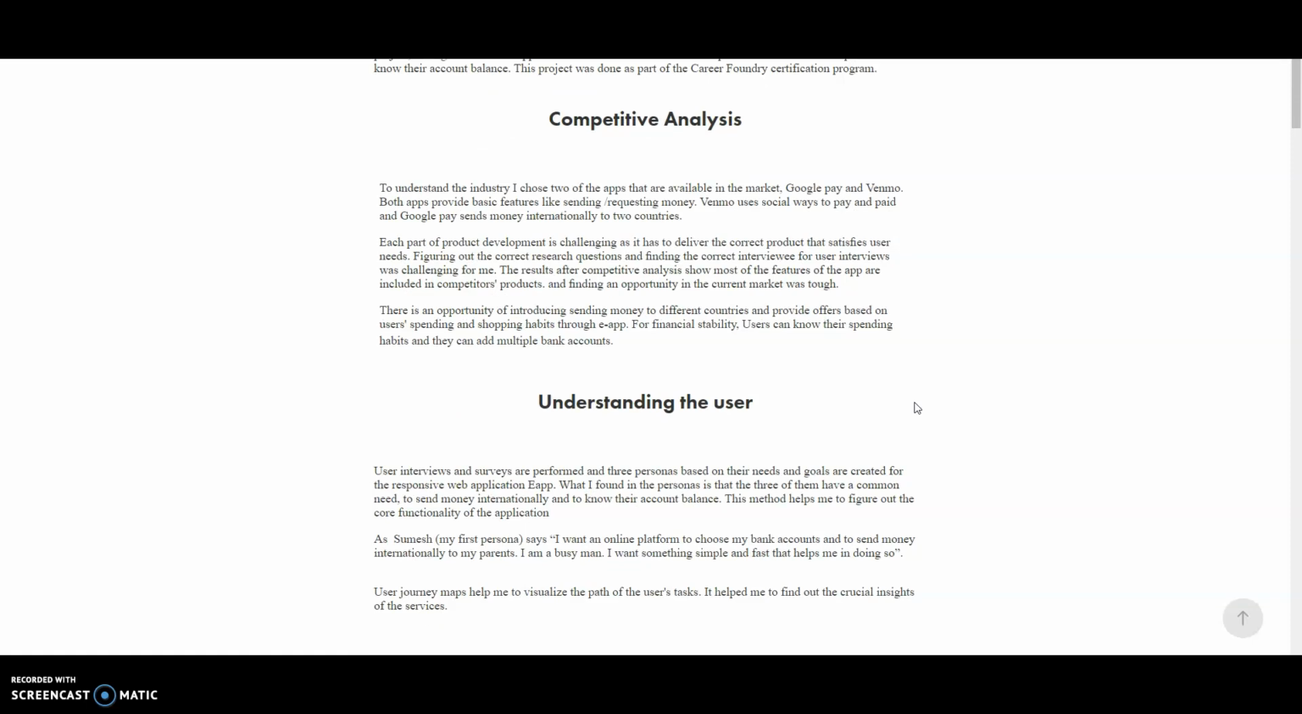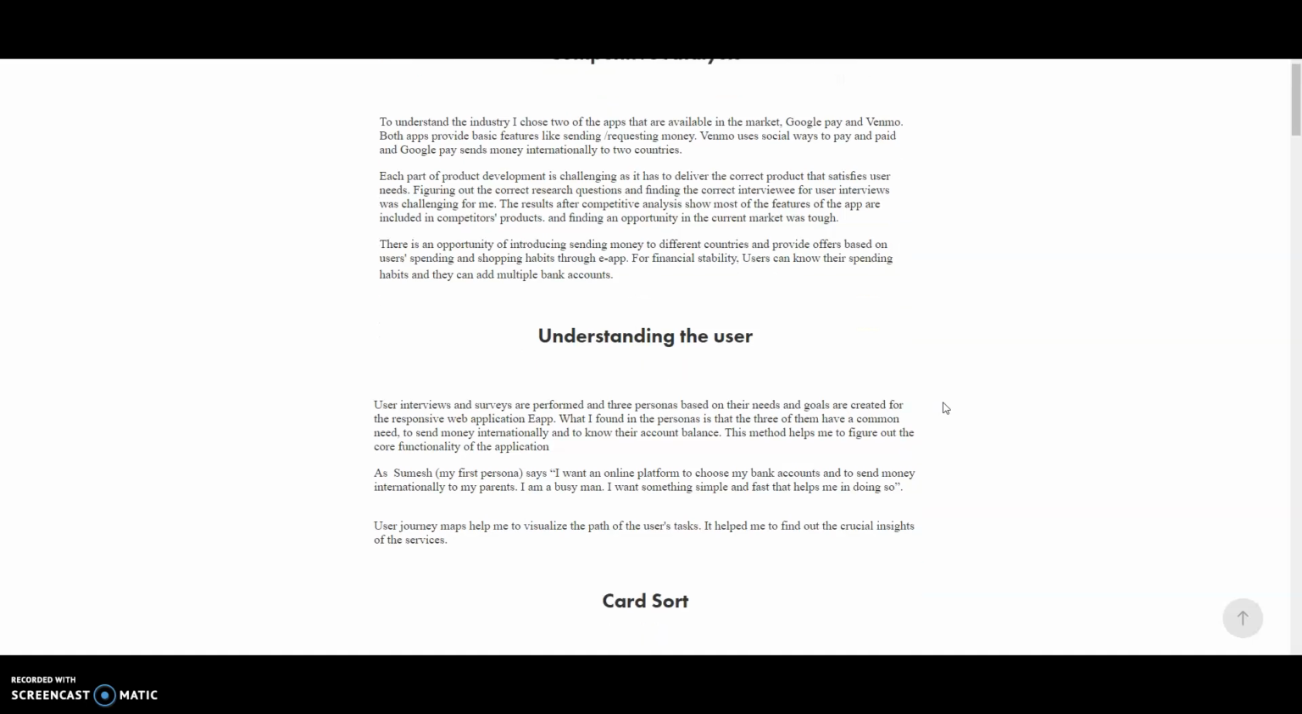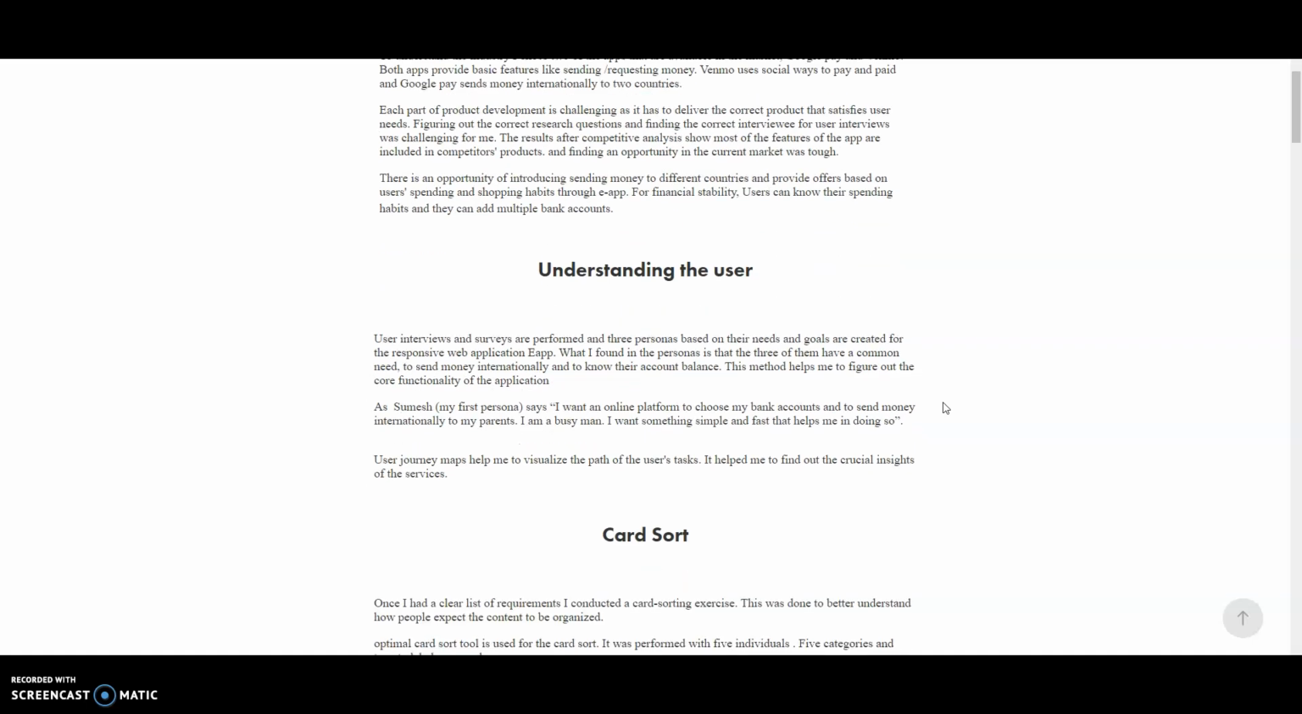Each part of the product development is challenging as it has to deliver the correct product that satisfies user needs. The results after competitive analysis show most of the features of the app are included in competitors' products, and finding an opportunity in the correct market was tough. There is an opportunity of introducing sending money to different countries and providing offers based on user spending and shopping habits through the app. For financial stability, users can know their spending habits and they can add multiple bank accounts.